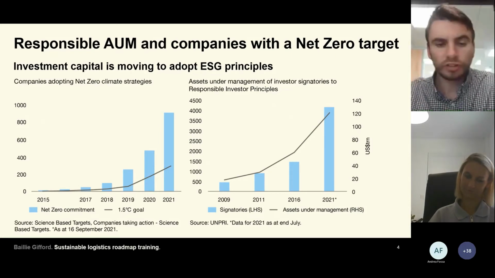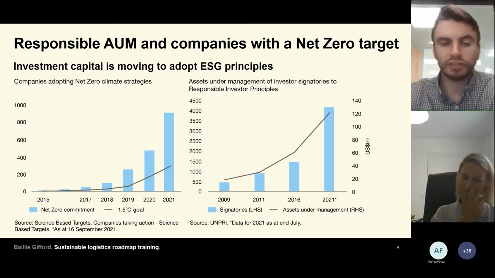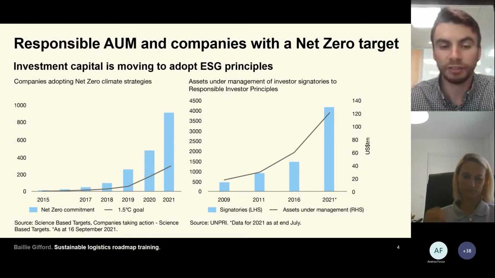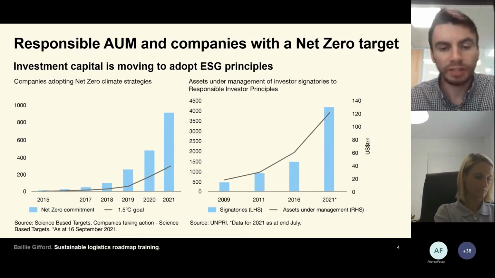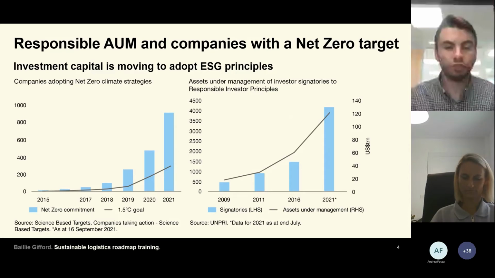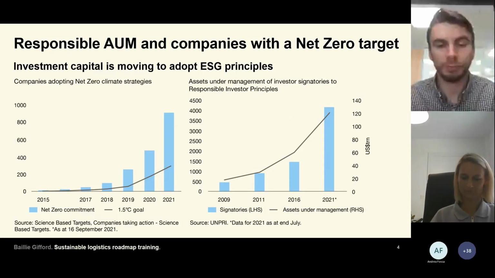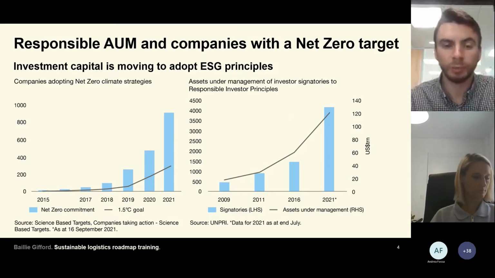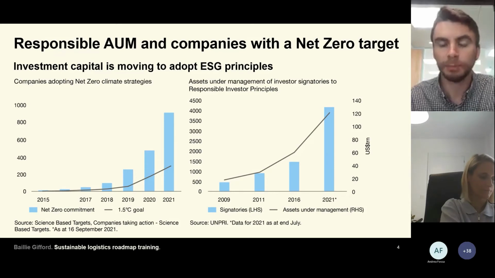So these two charts here give some illustration of the momentum that's building within the corporate sector and by investors. The slide on the left takes data at the end of 2021 and shows the acceleration of companies with verified science-based targets. The number has continued to accelerate in 2022, so we're seeing far more of the corporates appreciating the importance of setting these science-based targets.